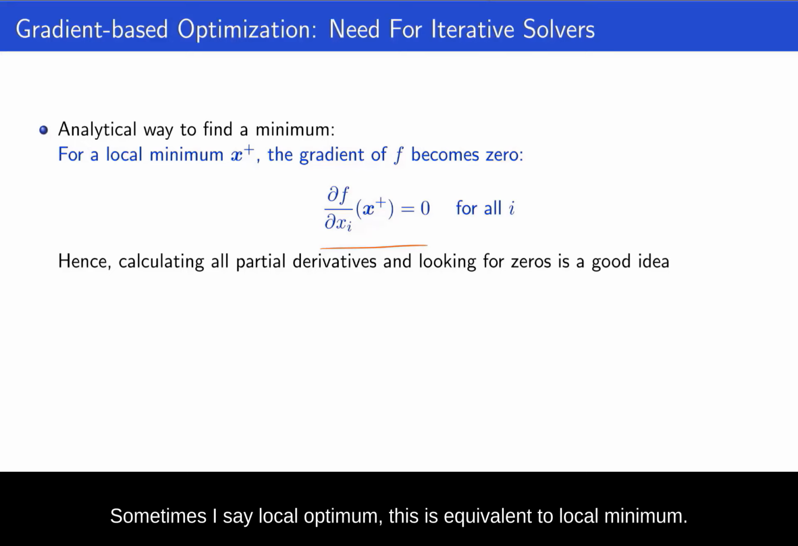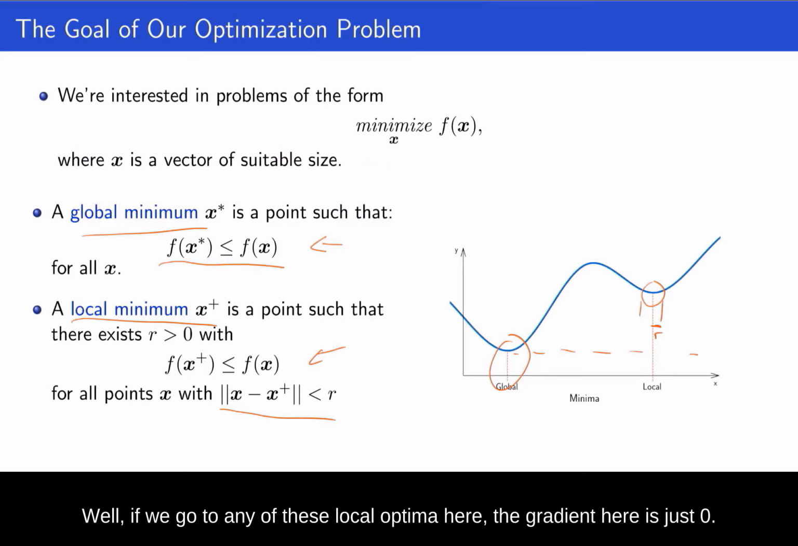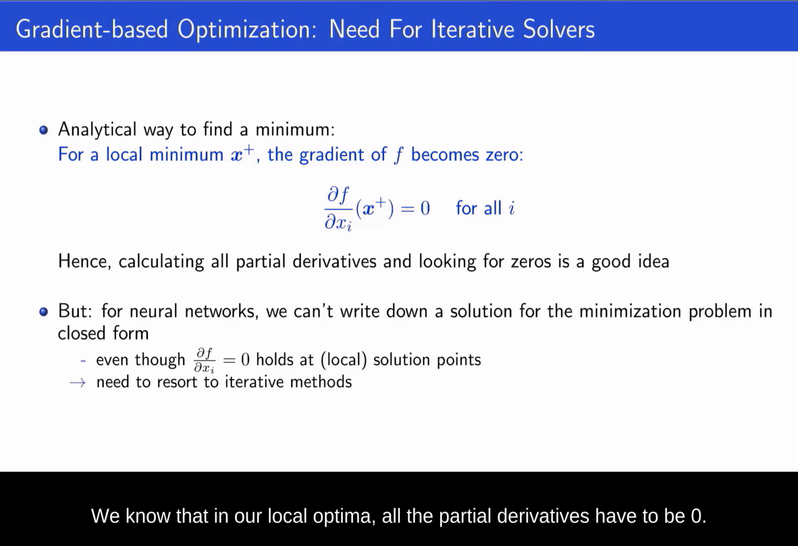Sometimes I say local optimum. This is equivalent to local minimum. So visually, what does this look like? Well, if we go to any of these local optima here, the gradient is just 0. Good. So that's nice. We know that in our local optima, all the partial derivatives have to be 0.